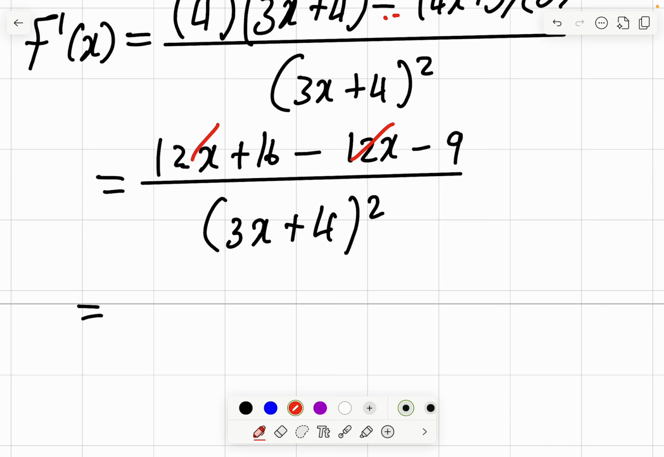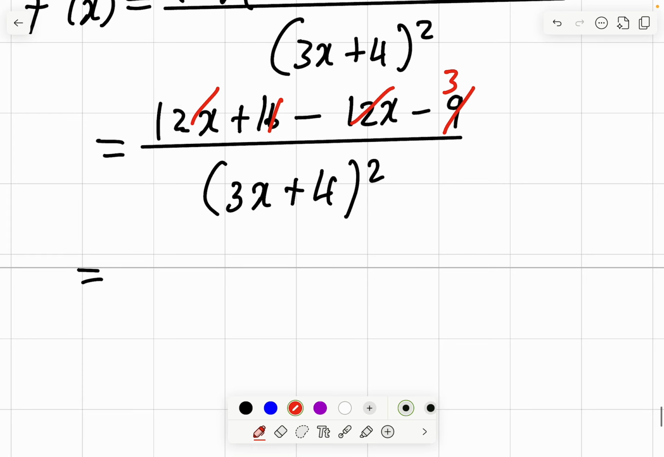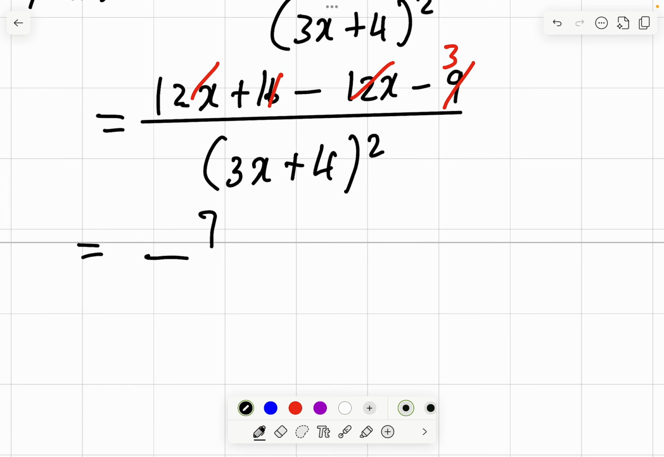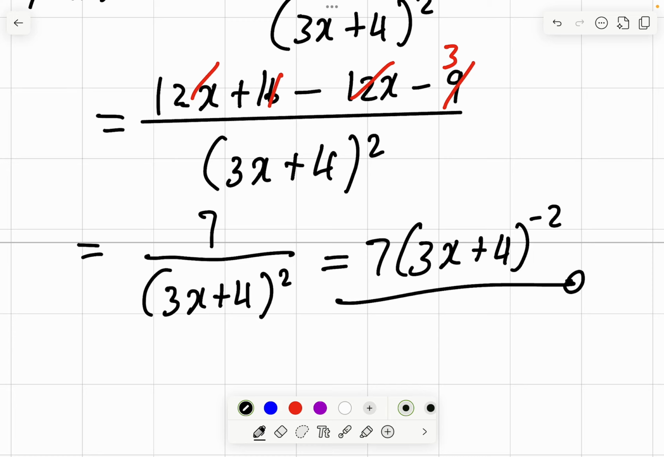So 16 minus 9. If I subtract 6 from 16, it means I kill 9 to be 3. I kill the 16, which means I have to subtract 3 from 10, which is I'm going to have 7. 7 over 3x plus 4 all squared. You can simplify this if you want and put it like this. Minus 2. That will be your final answer.